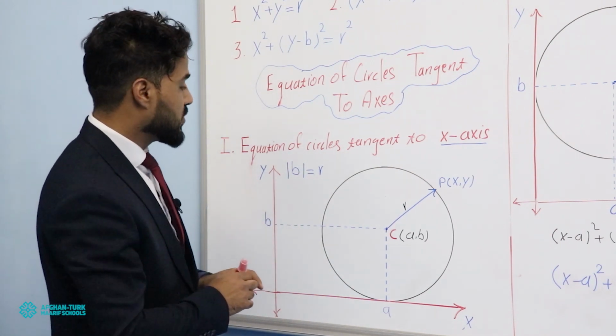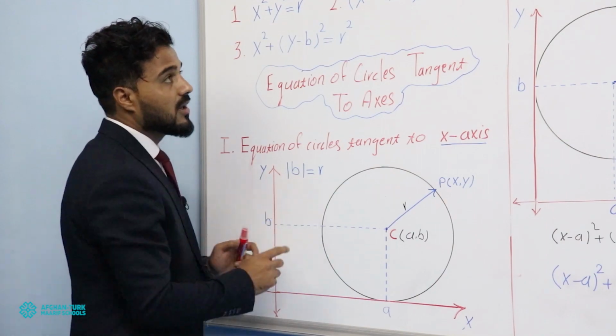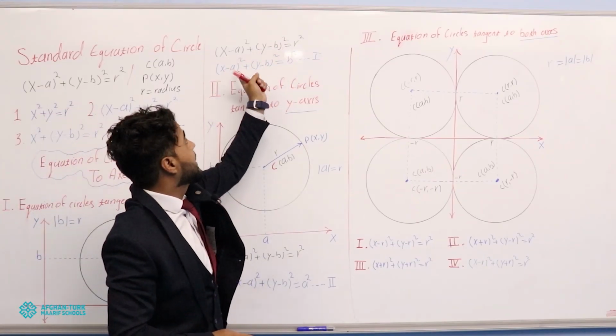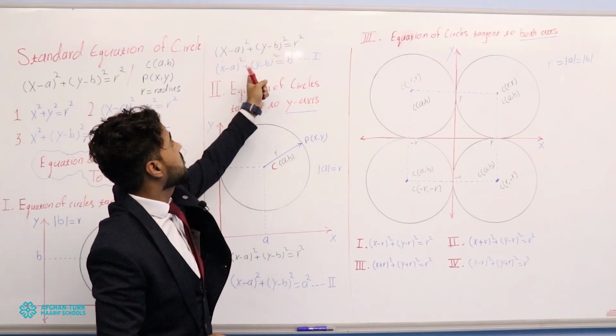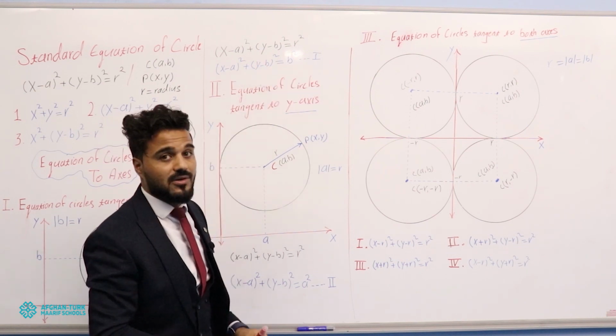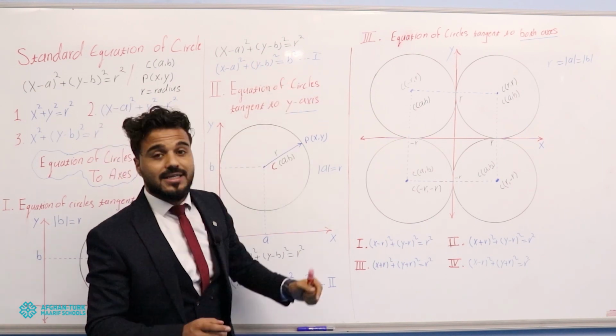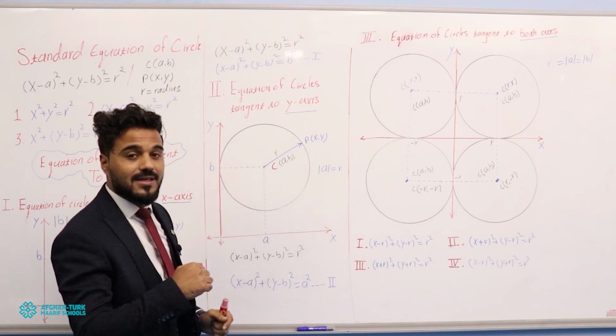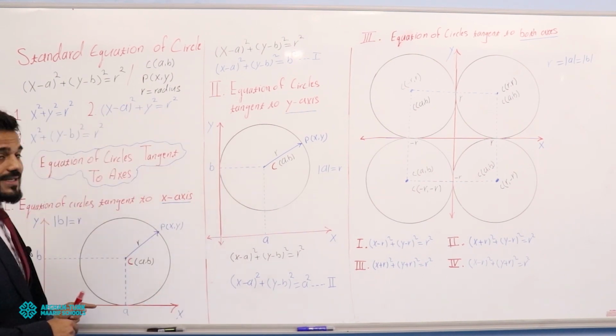So when we substitute b instead of r in our standard equation, we will get this equation, which is (x minus a) squared plus (y minus b) squared is equal to b squared. This equation is for those circles that are tangent to the x-axis.